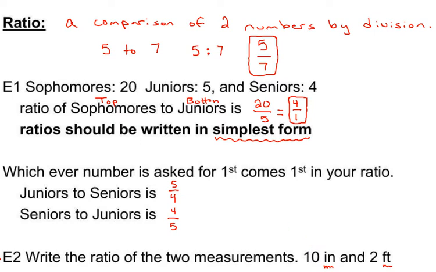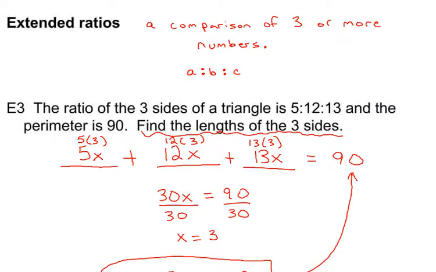So from there, the next thing we're going to talk about is what we call extended ratios. Extended ratios are going to be a comparison of 3 or more numbers. Guys, the difference is that when you write an extended ratio, you will be writing them in this colon format. So you'll see them written A to B to C, like 1 to 2 to 3.